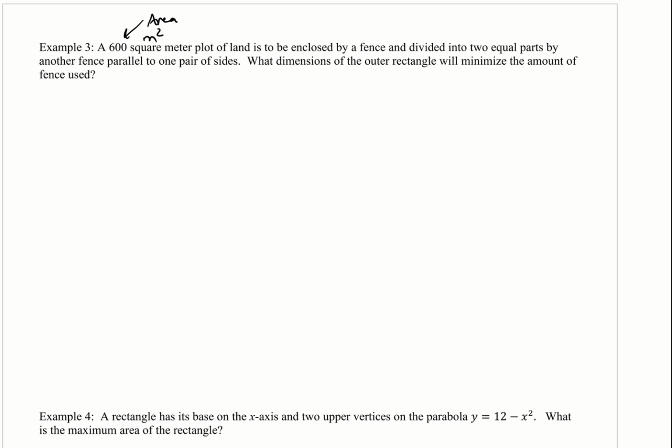This is going to be a rectangle. So even though the units for area are square meters, that does not mean that this is a square. We have other information at the end that this is a rectangle. So I've got some plot of land. The area of this is 600.